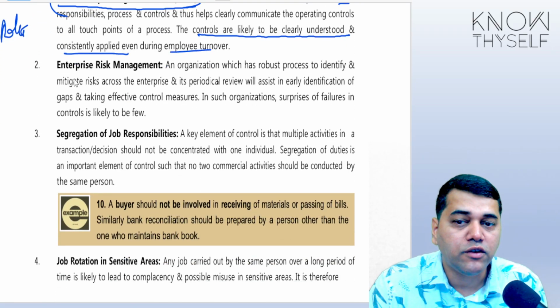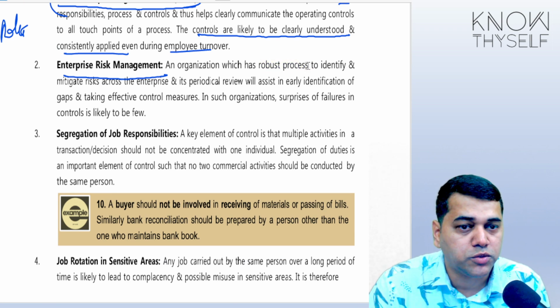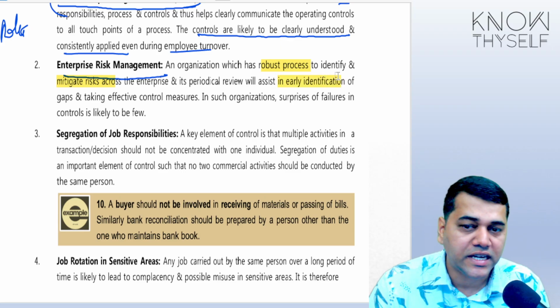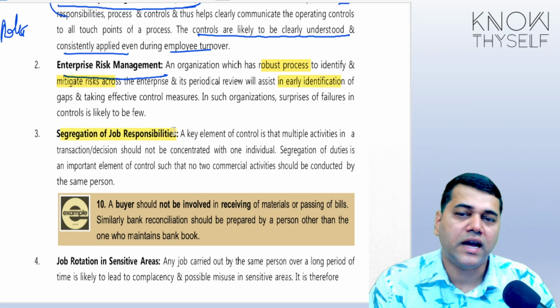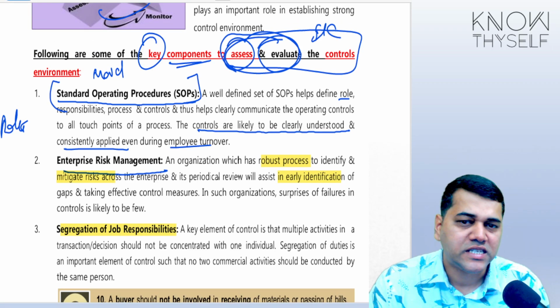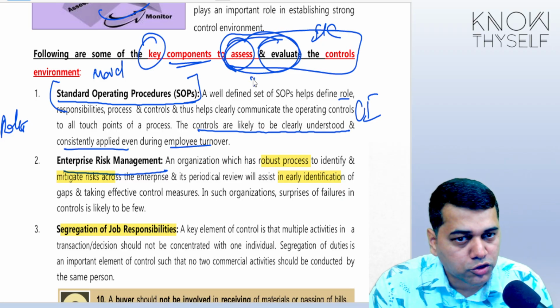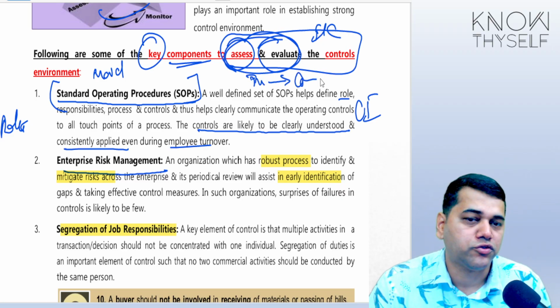Second, you need to evaluate the enterprise risk management. An organization which has a robust process to identify and mitigate risk will assist in early identification. So you have to go through that. Then segregation of duties. I can also compare something like this: standard operating procedure is more like the control environment. Like you define your thoughts and you communicate those thoughts.